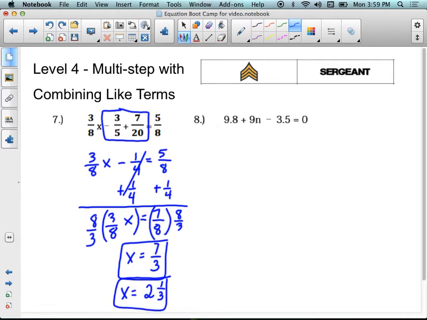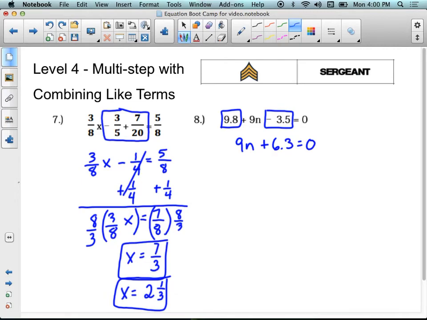All right. For number 8, we've got some decimals. Don't be alarmed. It's okay. What can we combine here? We have 9.8 plus 9n minus 3.5. I see a decimal and another decimal, and they're both constant terms, so I'm going to combine them. 9.8 minus 3.5 is 6.3, so I've got 9n, I'm bringing that down, plus 6.3 equals 0. Okay, this is equal to 0. I'm not going to be thrown off by that. This is a regular two-step equation.